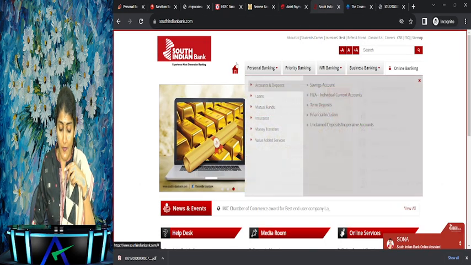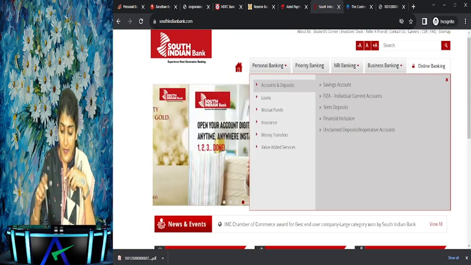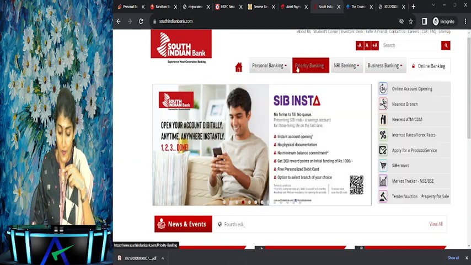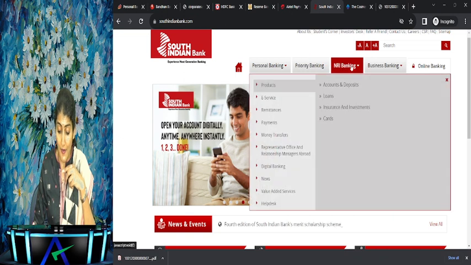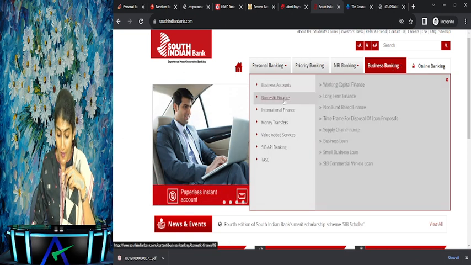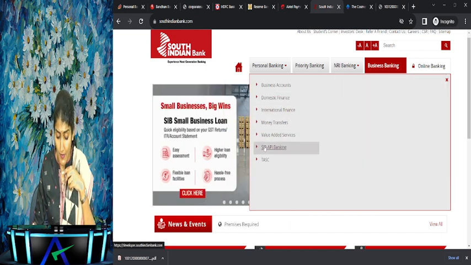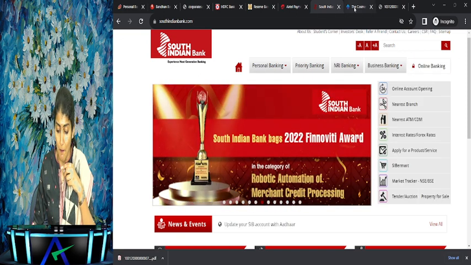Then you have another bank, which is the South Indian Bank, right? So again, it says experience next generation banking, so personal banking, then priority banking, NRI banking, right? Then business banking over there, right? The domestic finance, international finance, VAT, yes, the SIB, API banking, and then you also have online banking, right?